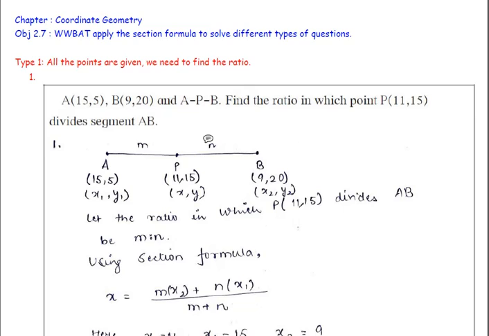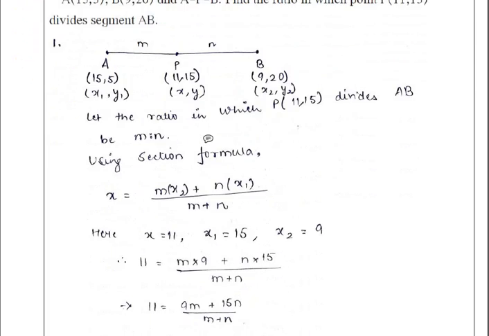Now I know the section formula. It is x is equal to (mx2 plus nx1) by (m plus n). I don't know the values of m and n, but I know x, x1, x2. So I put back the values. x is 11 as you can see over here. m you don't know. x2 is 9 which comes from here. n you don't know. x1 is 15, by m plus n. Let this be. Now how do I solve ahead from here?